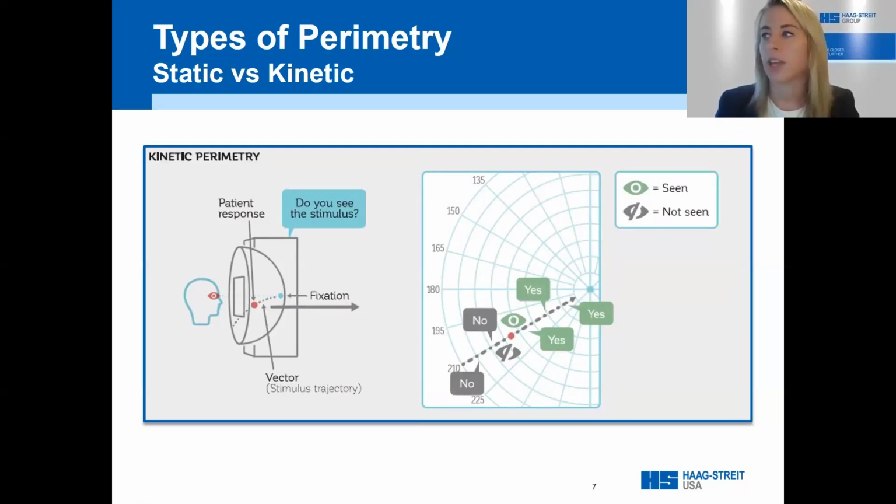Next, we have kinetic perimetry. Kinetic perimetry uses a moving stimulus of predetermined light intensities. These stimuli are moved from non-seeing to seeing areas. The patient responds when they see the light. These responses define the visual field location of the specific light intensity thresholds. This is done with different sizes and intensities of light.